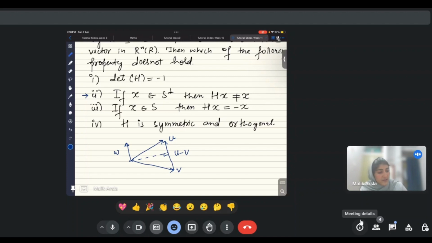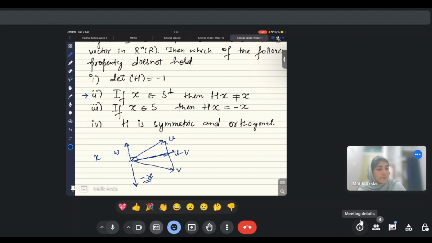When any vector x along this is taken, it will reflect it and give us minus x, not x. And if any vector is taken perpendicular to W, it will give the same value. So the line is this, this is our W and this is perpendicular to it. If x is perpendicular to this W, it should give the same vector, and if x is along this vector, it should give its reflection, minus x.